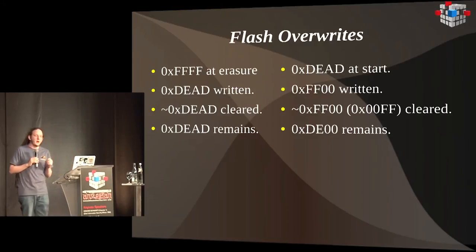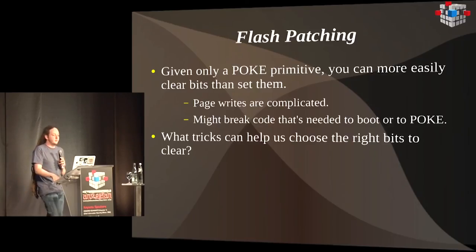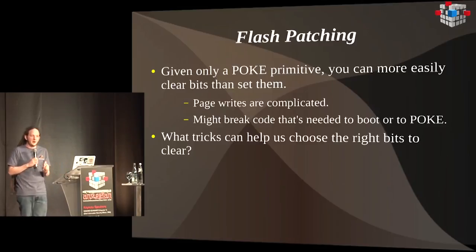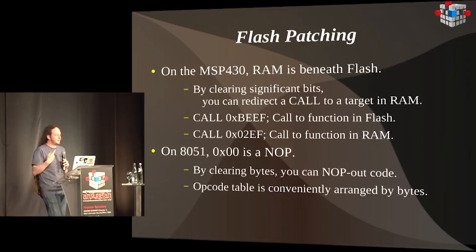So in this case, it's valuable to know which bits to clear in order to change the way that a program behaves. And you can do this with only a poke primitive, because all you need to do is call the regular flash writing functions. But you can't do an erase as easily as a write, because the erase might damage your poke primitive. So what tricks can allow you to know the right bits to clear?